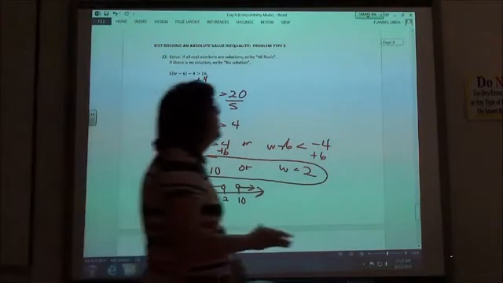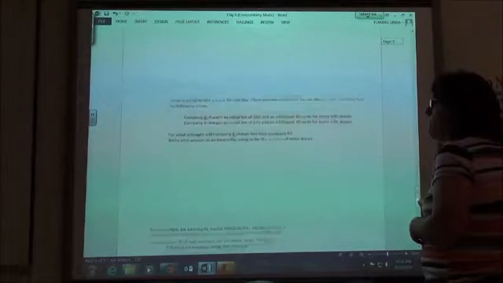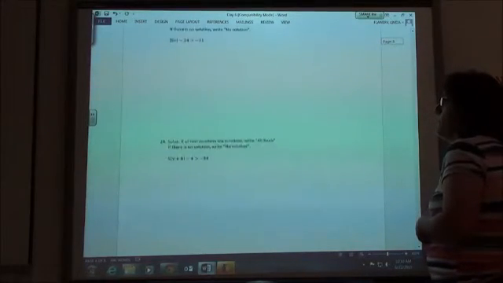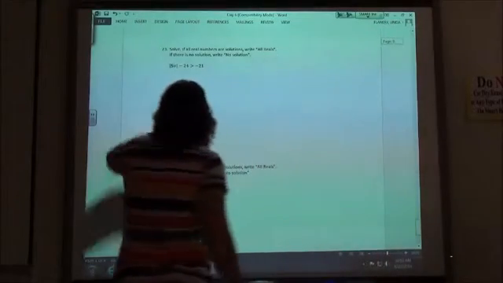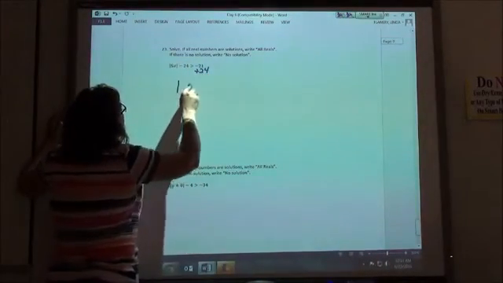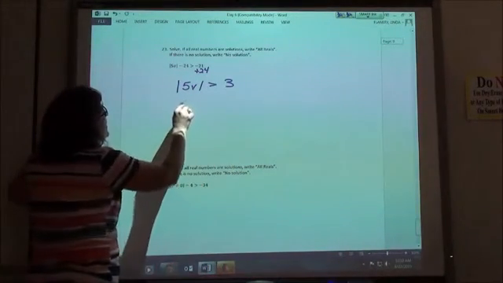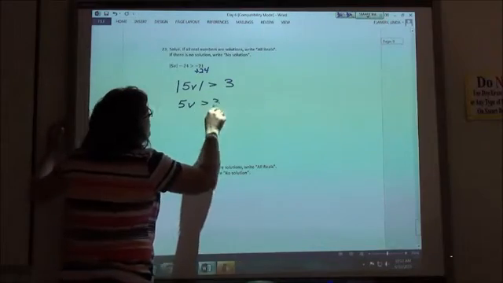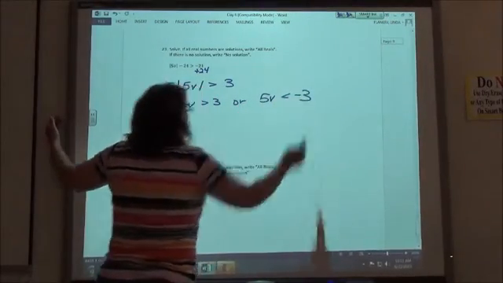So number 23. I want to get my absolute value by itself. First thing I'm going to do is add my 24. And so the absolute value of 5v is greater than 3. So that means 5v is greater than 3, or 5v is less than negative 3.